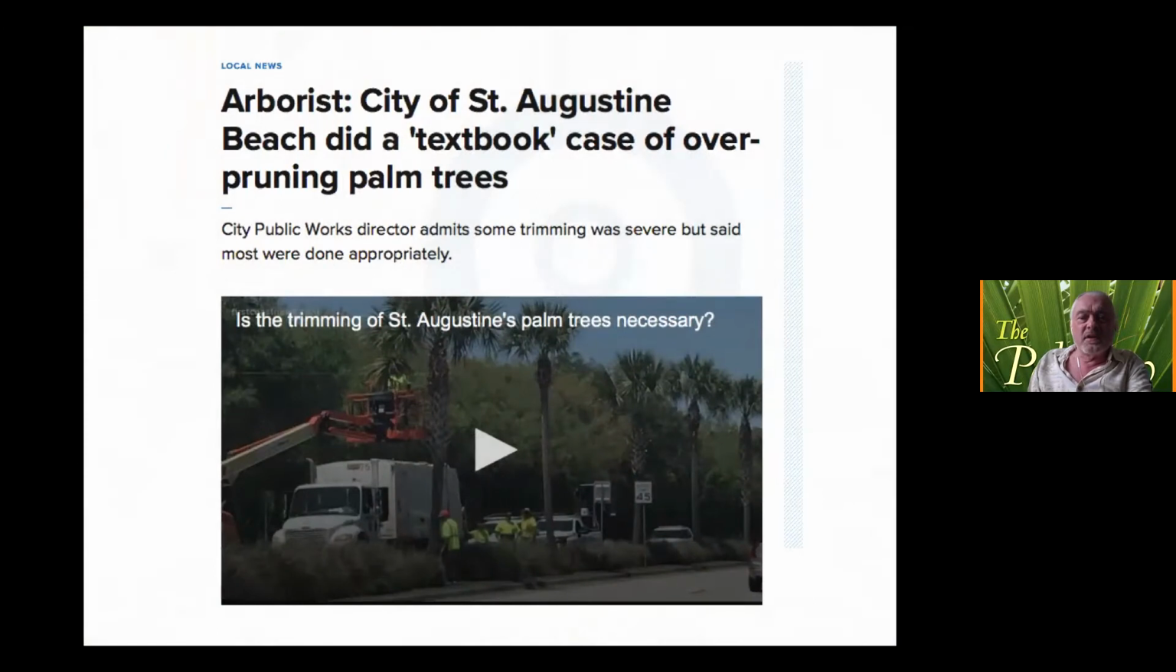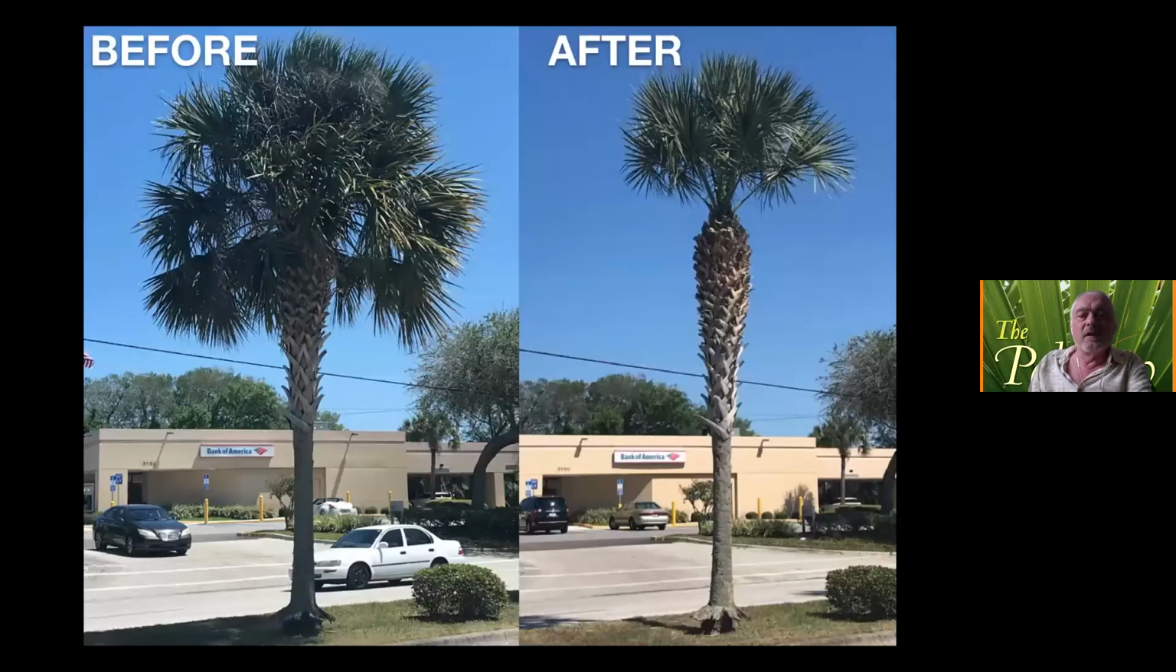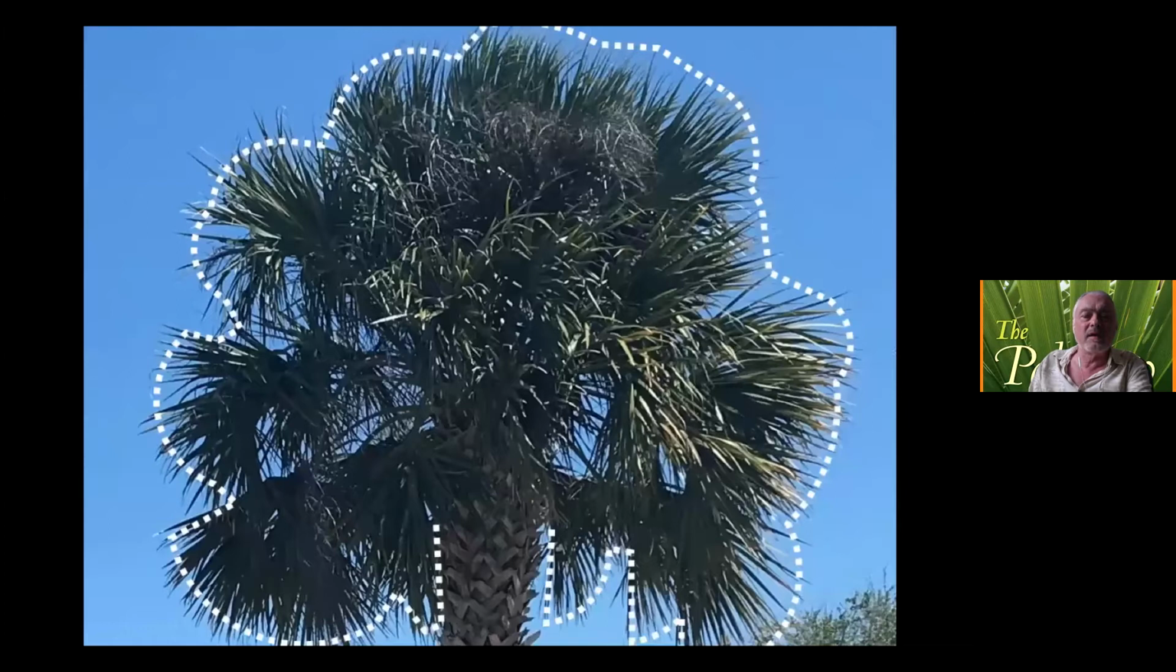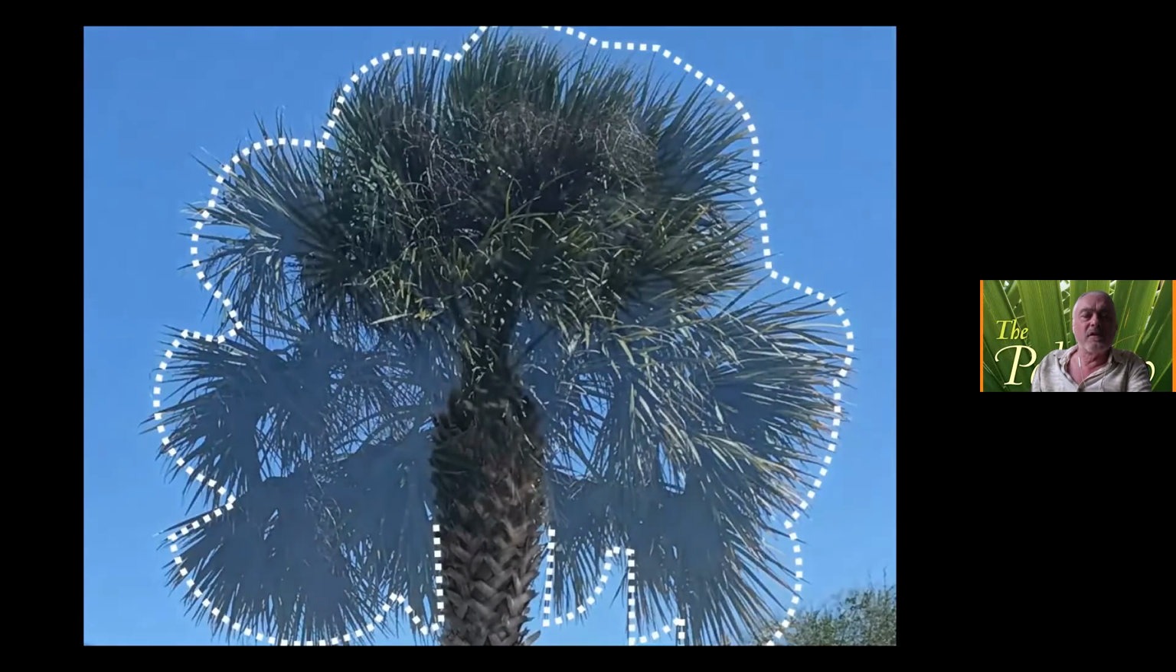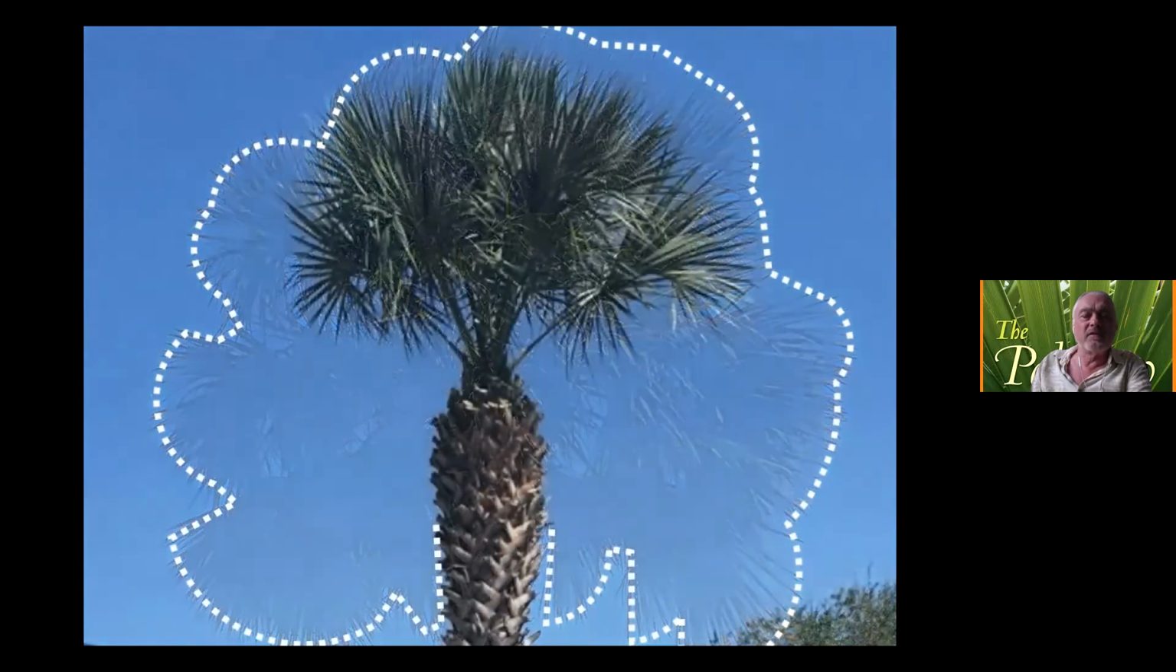So the city of St. Augustine Beach recently overpruned their palms. A gentleman sent me a before and after picture from the same vantage point, so I was able to animate that. Let's see if it'll work. Yeah, so here's before and after. And you can see how that taper creeps in. That's really a sign of overpruning.